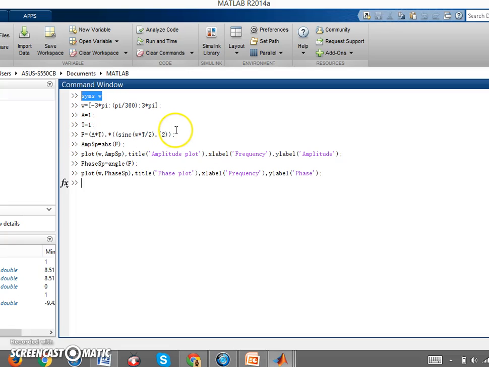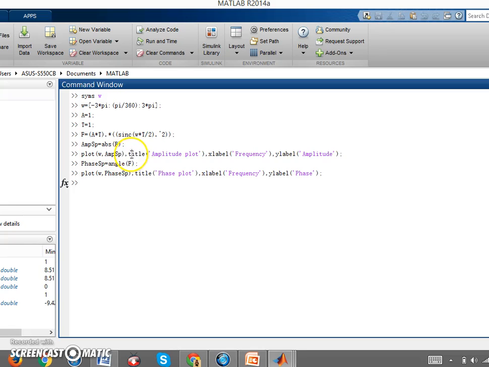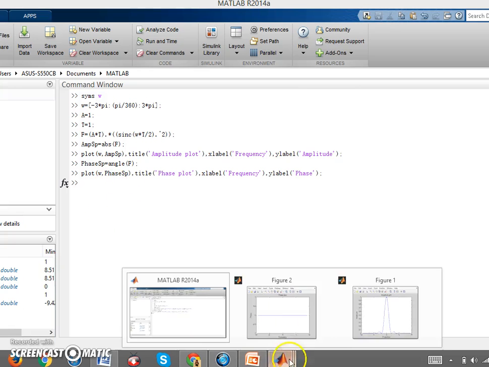The equation F equals A T times sinc squared omega T over 2 is shown here. So the amplitude of the coding can be shown by abs F, and to plot the graph we have the coding like plot bracket omega comma amplitude spectrum, and this is for the title, the x-axis and the y-axis. So for the graph it will be like this.